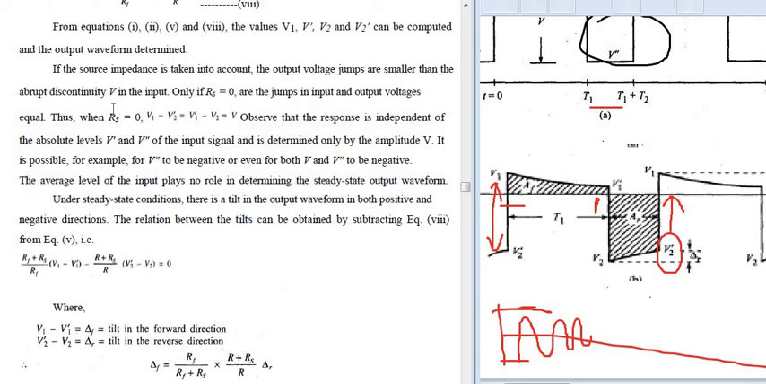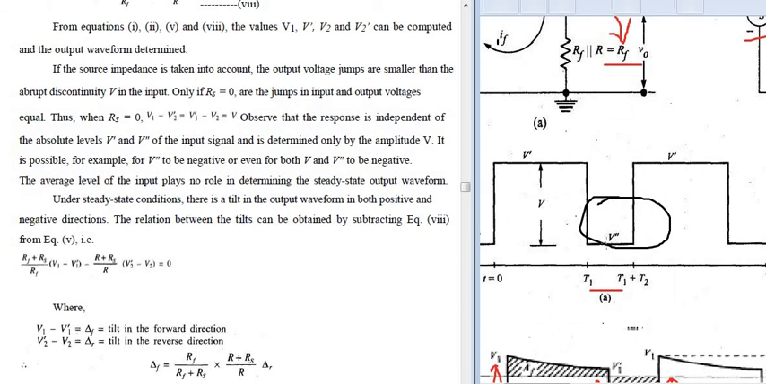See here what I have told: if the source impedance is taken into consideration, your output voltage jumps are smaller, as I have shown over here, and there will be some discontinuity in the output voltage. Only if Rs equals 0 can the jumps in the input or output voltage be considered ideal, so your source resistance should be 0. It is also possible that V2 double dash is negative, or even both sides are negative. In case the impedance is present, this voltage V will also be in the negative part and V double dash will also be in the negative part.